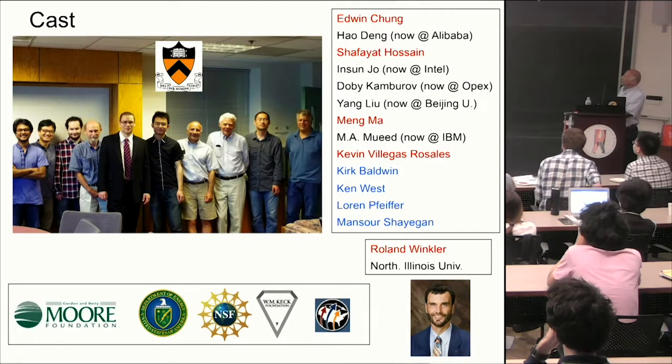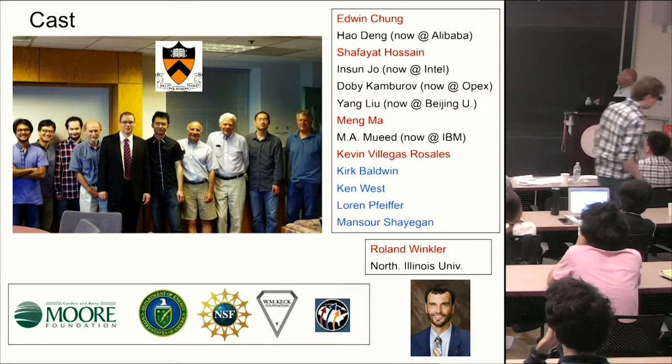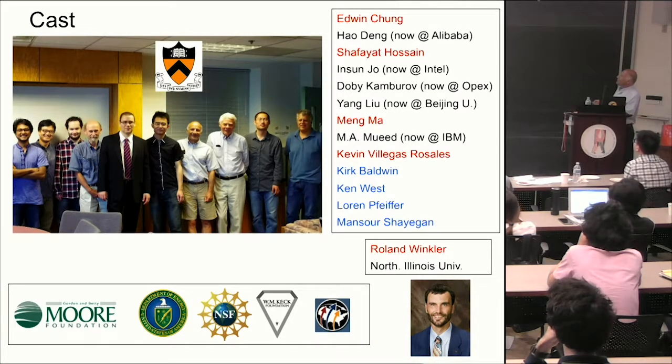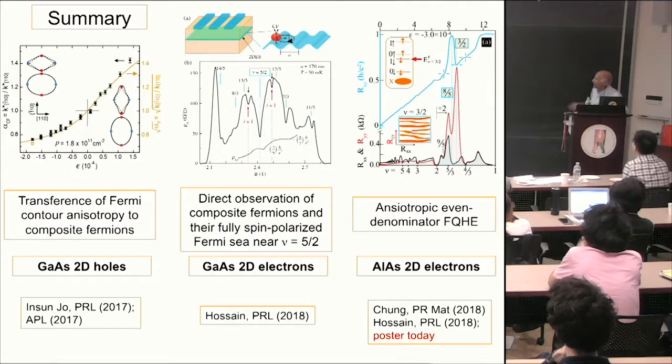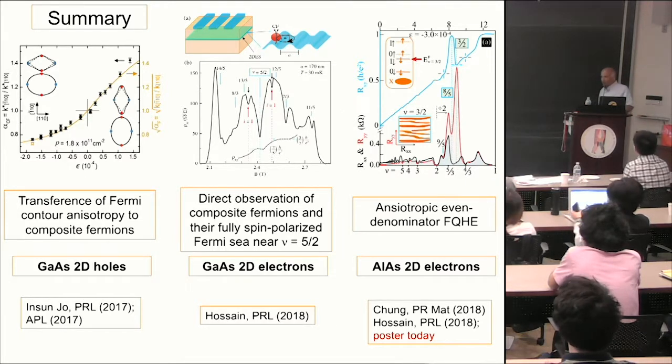This is the cast of players who make all of this possible. The ones in red, Edwin, Shafayat, Monk, and Kevin, are the current students in our group. The other ones are the ones who graduated and went to better places, Alibaba, Beijing University. And then for the MBE, we have Kirk Baldwin, Ken West, and Loren Pfeiffer, who grow the best samples in the world. And some of the calculations I showed you for the band structure are from Roland Winkler, who we collaborate with. And then I'm going to just show you this as a summary of some of the stuff I told you, in case you want to ask questions. Thank you.